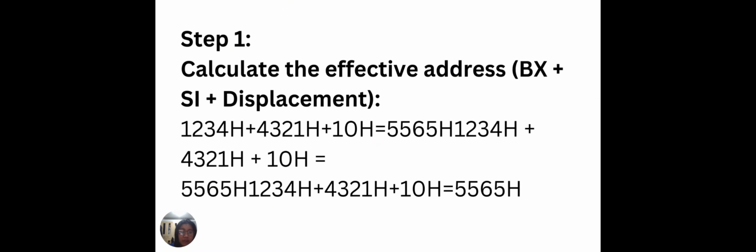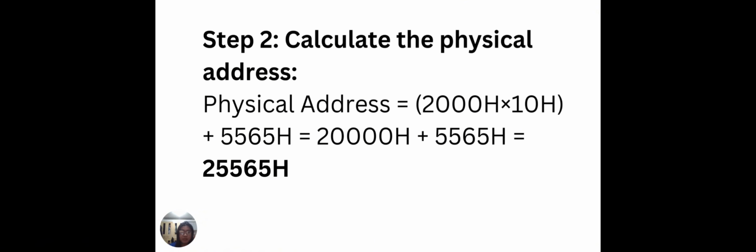So for step 1, let's first get the effective address. BX plus SI plus displacement, we get 5565H. We will use this in the next step, which is getting the physical address. Physical address is equal to 2000H times 10H, which is 20,000H. Then we add the one that we got earlier, the 5565H. So the final answer for number 2 is 25,565H.